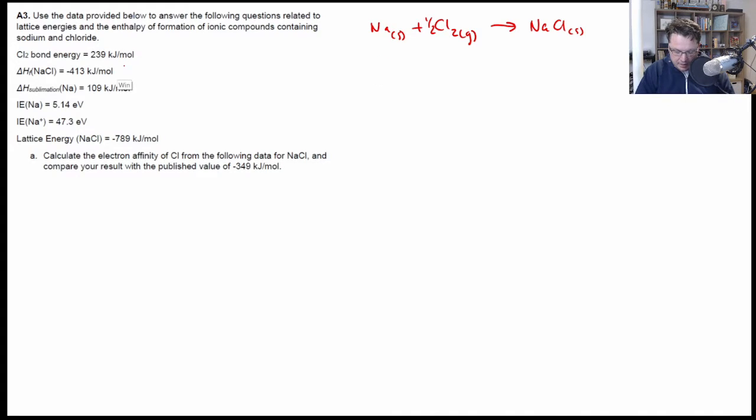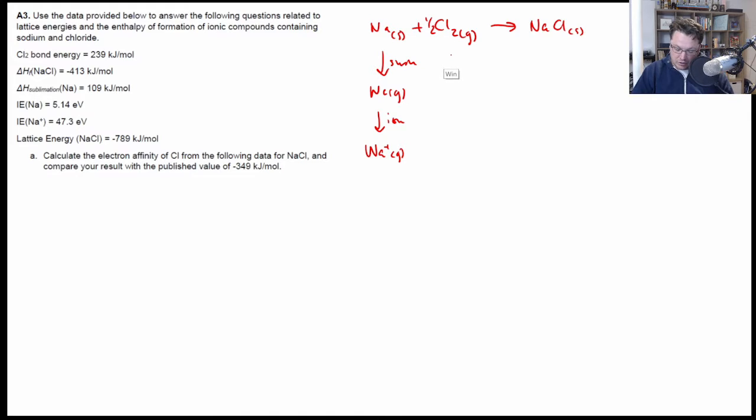So when we're talking about ionization energies for atoms, we're talking about them actually in the gas phase. We're not talking about them as if they were the solid. So the first thing we have to do is the sublimation, where we convert the sodium into gaseous sodium. And so when we have gaseous sodium, then we can do the ionization, and that forms Na+ in this case.